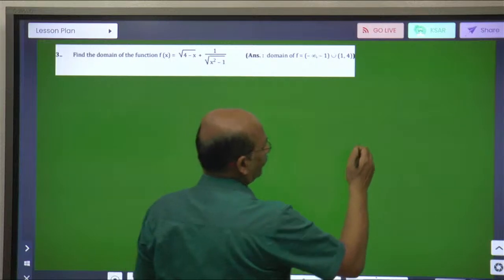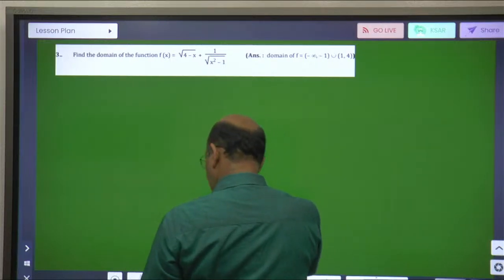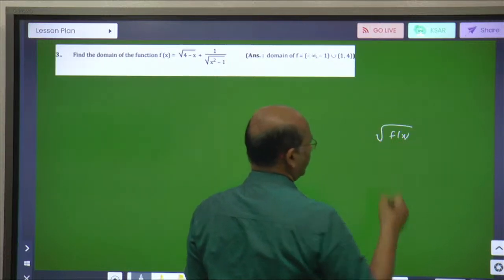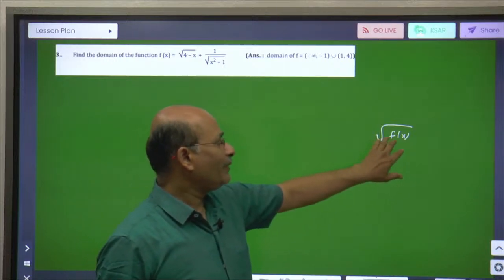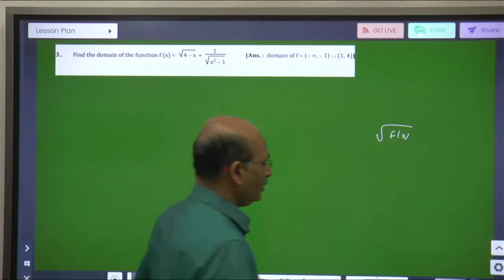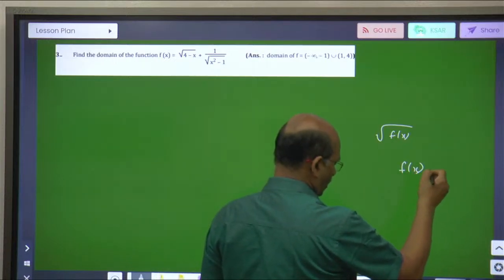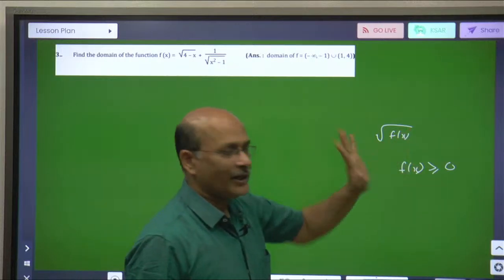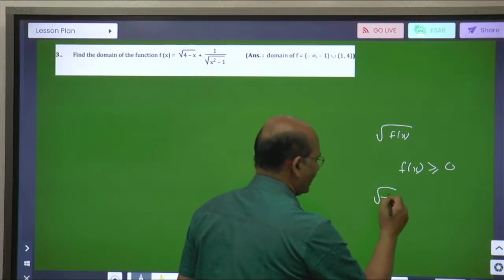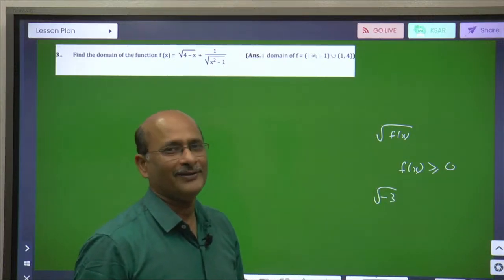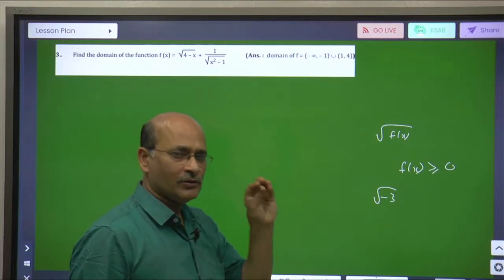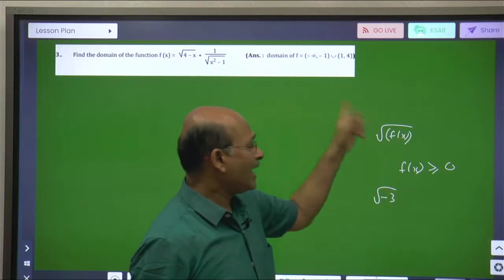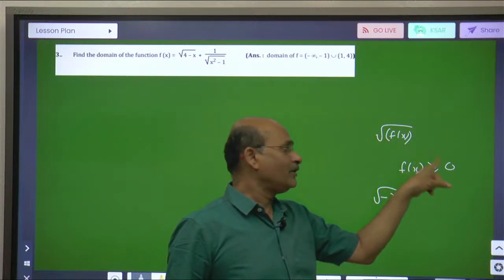Now root of any function. Suppose I say root of a function, say f(x). Tell me when the function is defined. First thing, the function should be greater than or equal to 0. Do you agree with this? Because this f(x) cannot be negative. Tell me, root of minus 3, is it defined? No, it is not defined. So domain are all those values which will keep it defined. So for root, this is the general thing: this function has to be either 0 or a positive value.